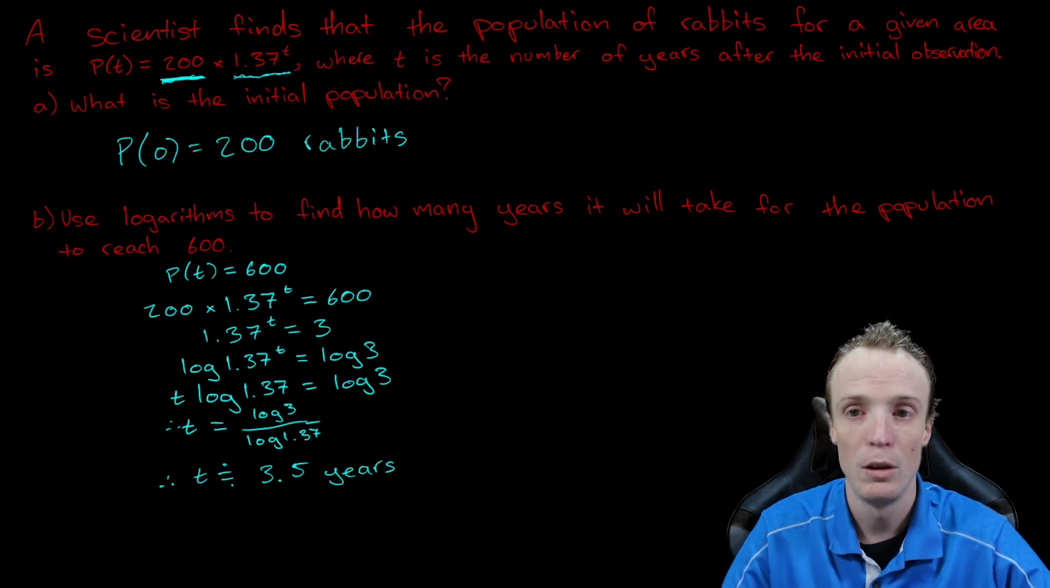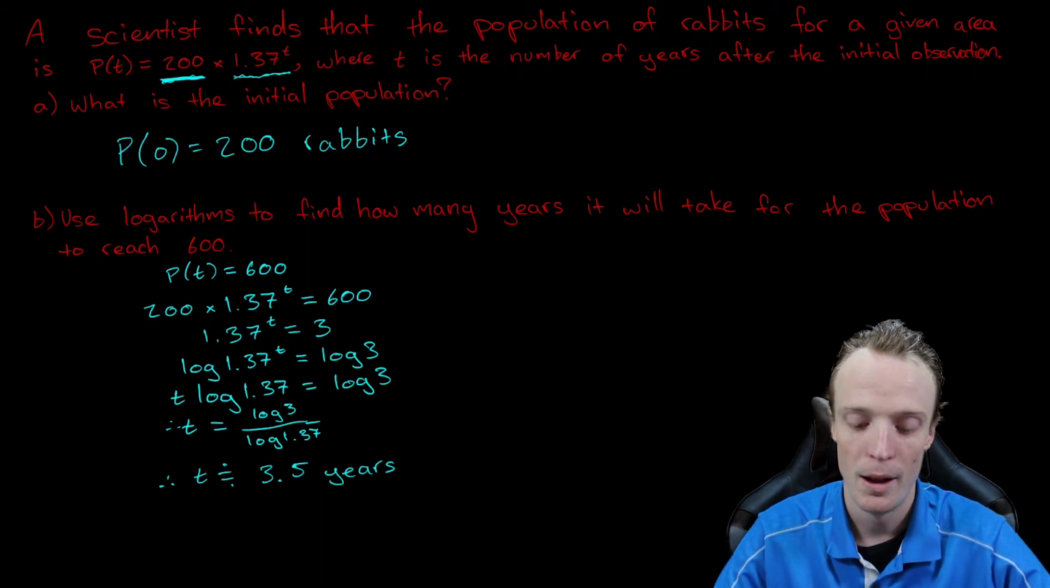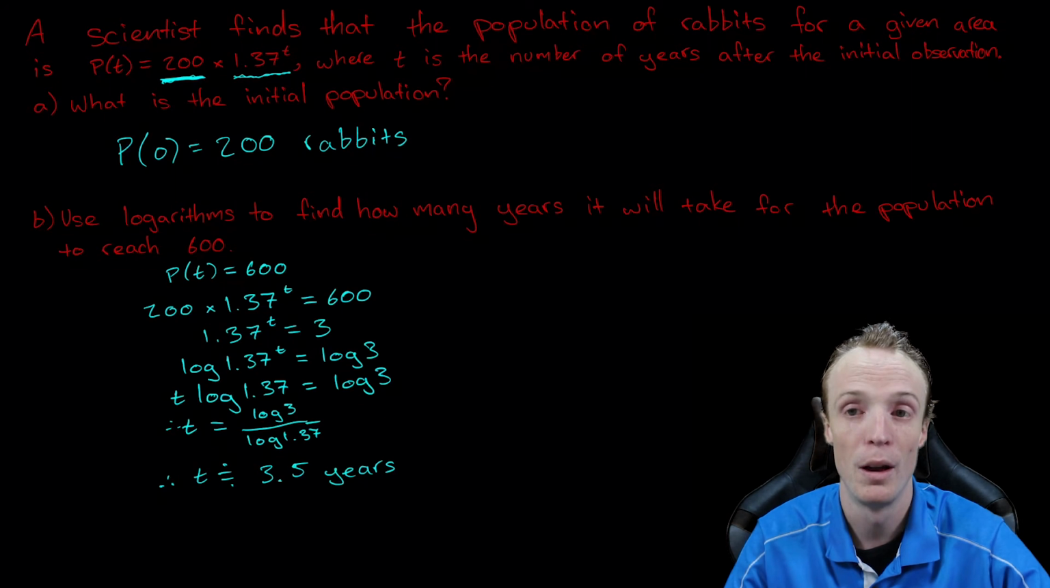Now when we want to use logarithms to solve exponential equations, we first of all want to rearrange our equation so we've just got that value raised to the power of the exponent, the unknown exponent, is equal to a number of some kind. Then you can take the log of both sides and rearrange it to isolate our unknown value.